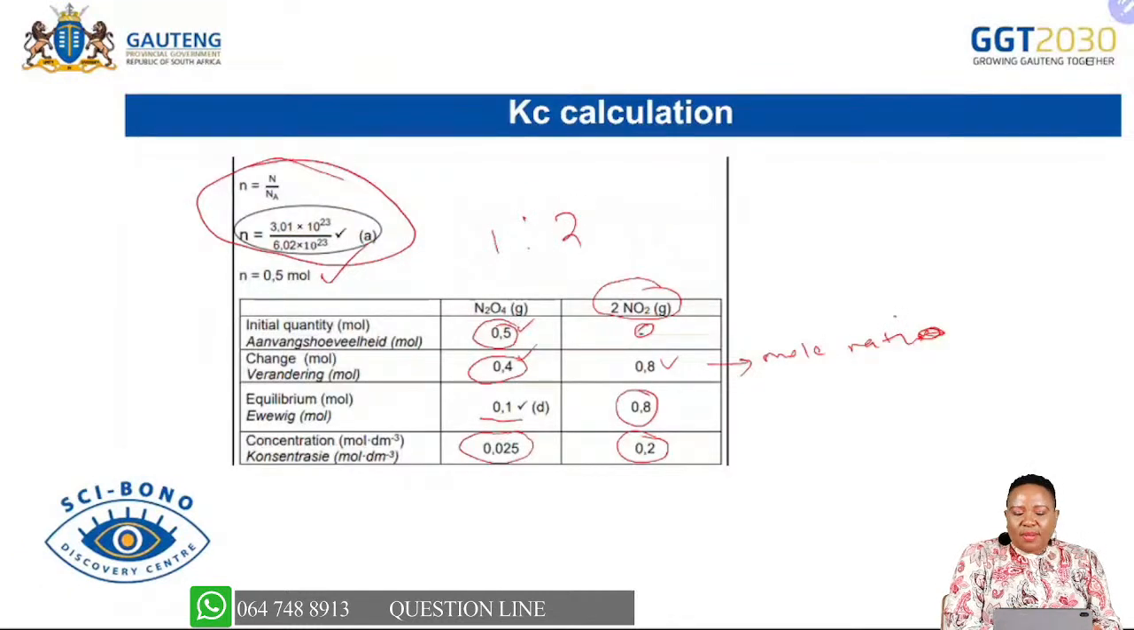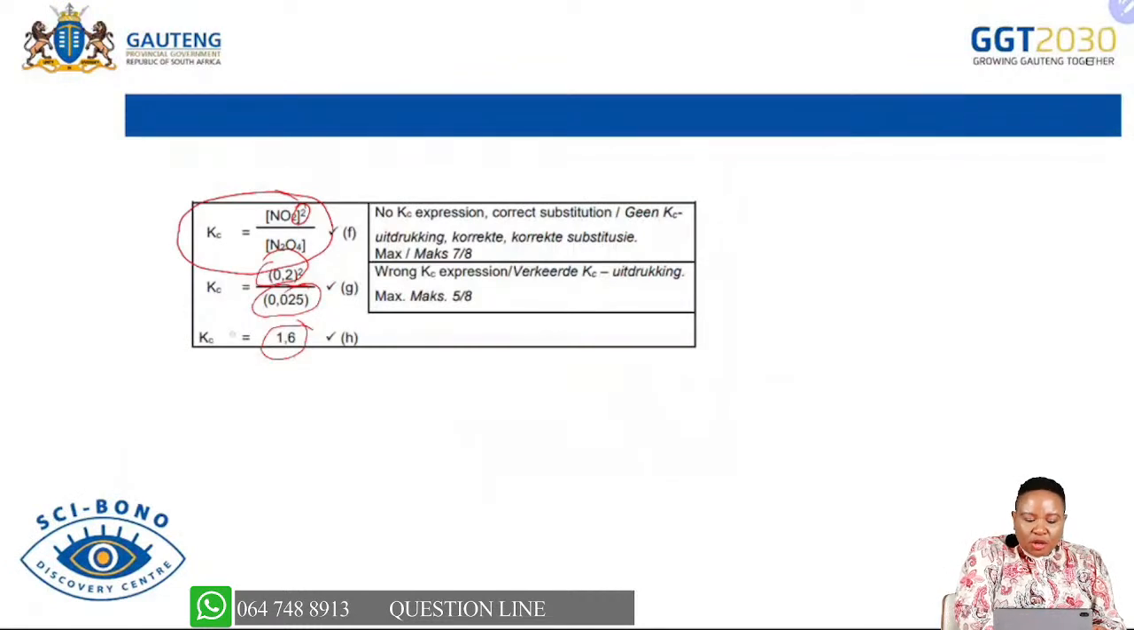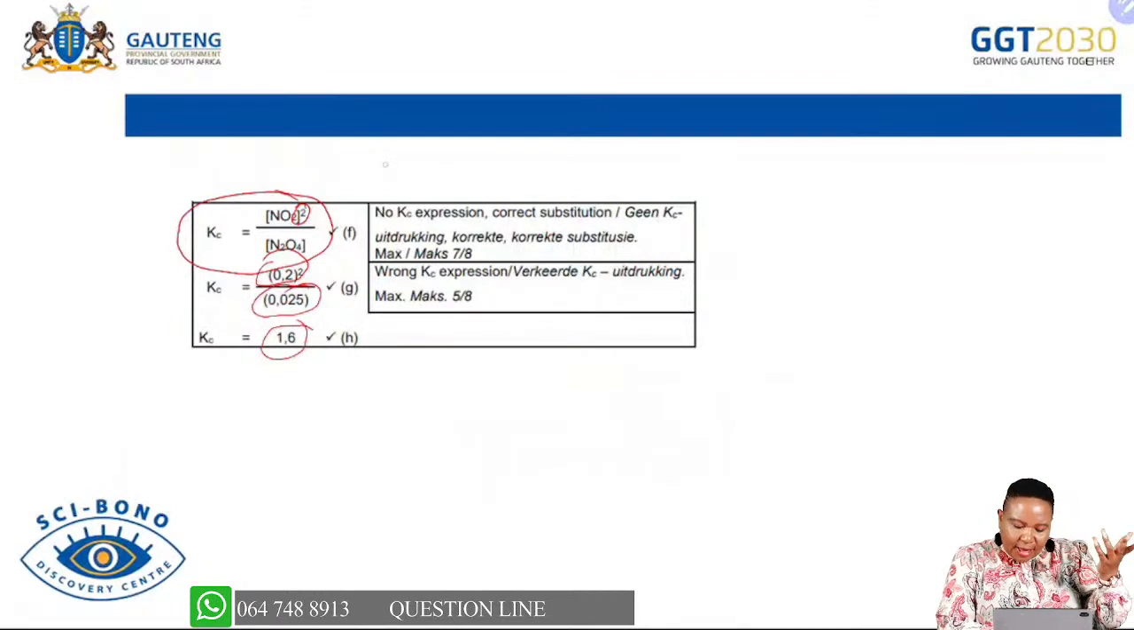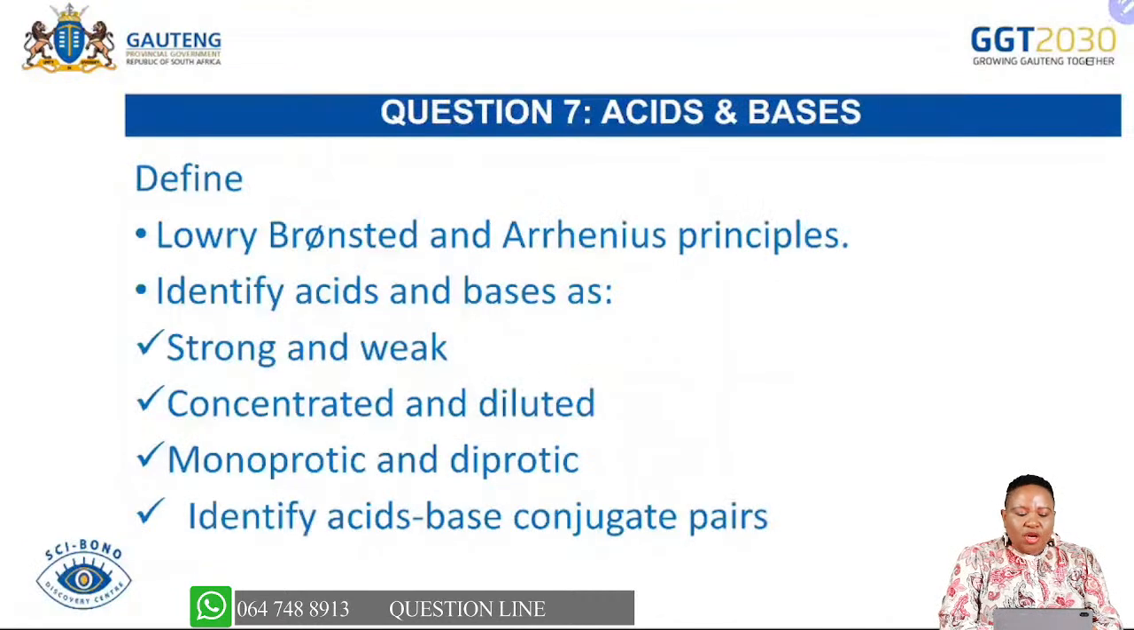Remember, normally this is 8 marks. So for the use of mole ratio, you will be awarded a mark. For the subtraction here, you will be awarded a mark. Sometimes for also dividing by the volume, you will be awarded a mark. And also the correct Kc expression and the correct substitution until the correct answer. So just know how you are given marks under these Kc calculations.